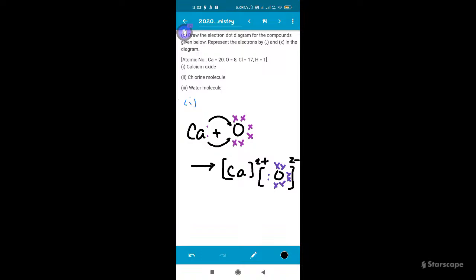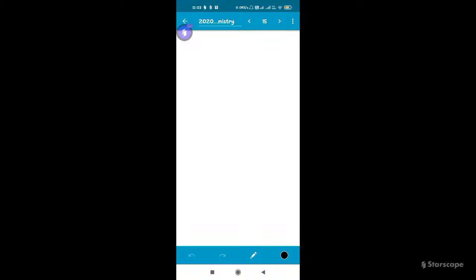Let's move on to the next question, chlorine molecule. So this is question number 2 now. Chlorine molecule. That means one chlorine will combine with another chlorine. Chlorine has 7 electrons in its valence shell, we know that. So it requires 1 electron in order to become octet. So it will not take it from chlorine, it will rather share it with the other chlorine.